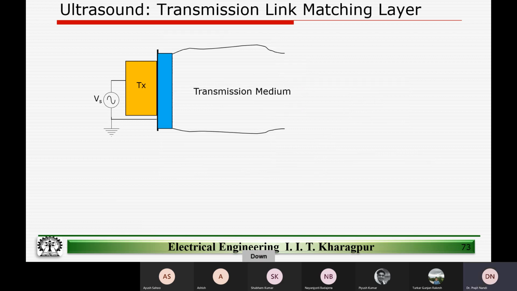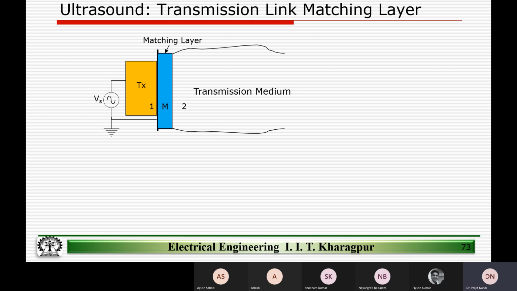Okay. So now let's take a closer look at what is actually done. As we know, between the transmitter and the transmission medium, or in other words, the transmission medium and the receiver, there is a power loss. So typically what is done is we put a matching layer between the transmitter and the transmission medium. And why do we put the matching layer? That is what we are going to discuss now. So instead of the interface 1 and 2, we have now introduced another matching layer.